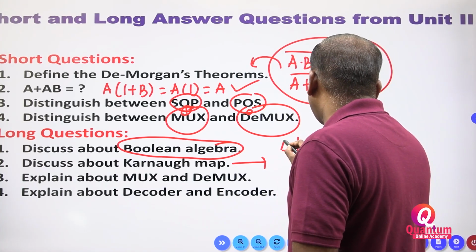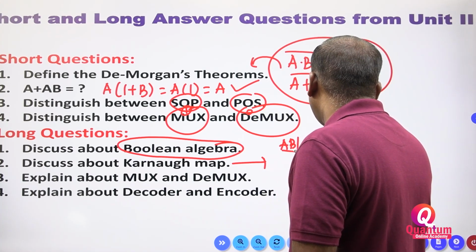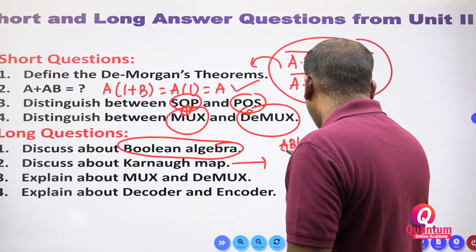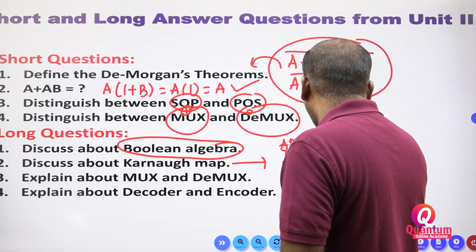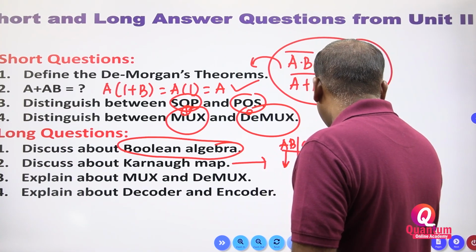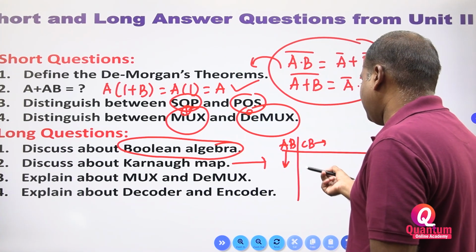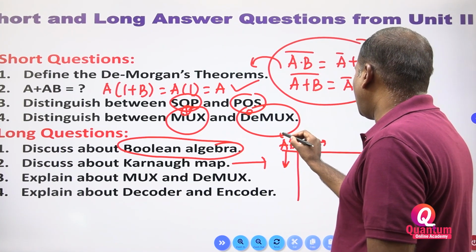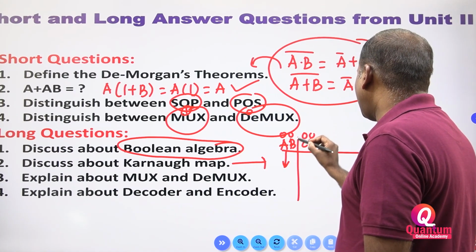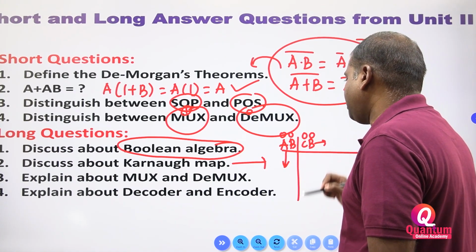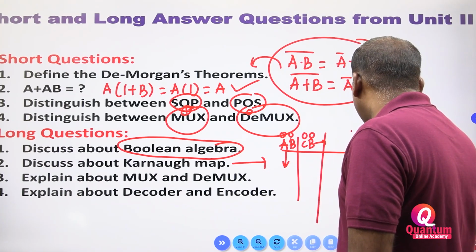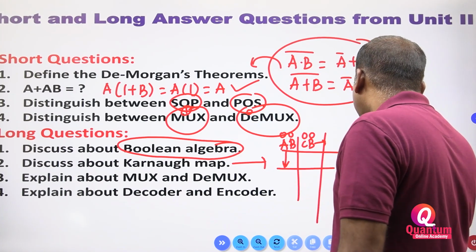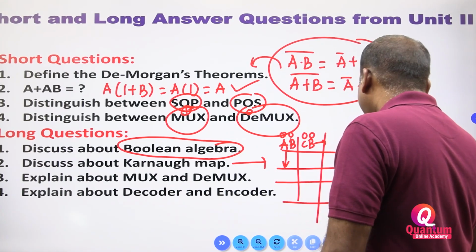Suppose you have to take A, B, and then C and D. So now this is a 4 variable K map, because AB is equal to 0, 0, 0, 0, like that you have to take. So how do we have to use the 4 variable K map? You have to write like this.